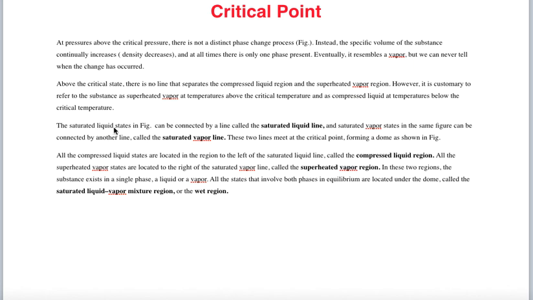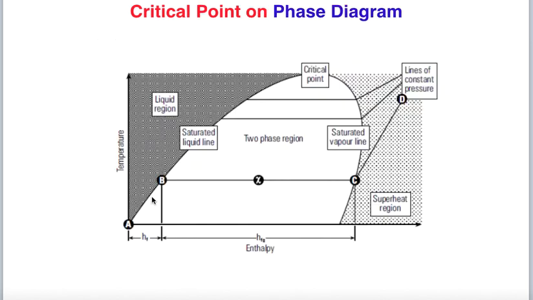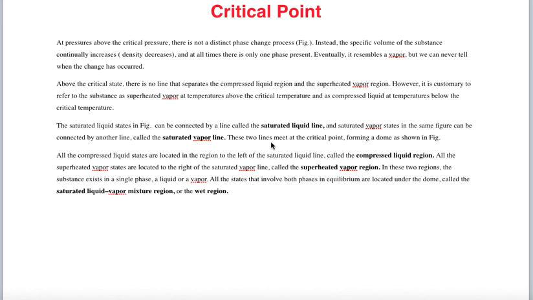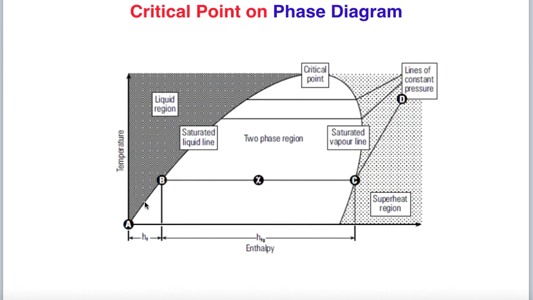The saturated liquid states in the figure can be connected by a line called the saturated liquid line, and the saturated vapor states in the same figure can be connected by another line called the saturated vapor line. As I told you, this is the saturated liquid line and this is the saturated vapor line. These two lines meet at the critical point, forming a dome. So these two lines are meeting here, forming a dome shape. This is the dome shape, and here this is the critical point.